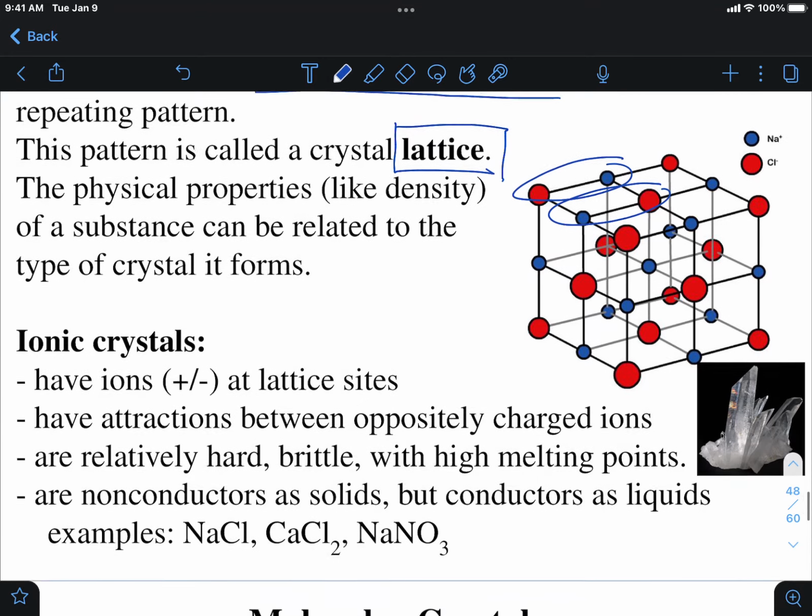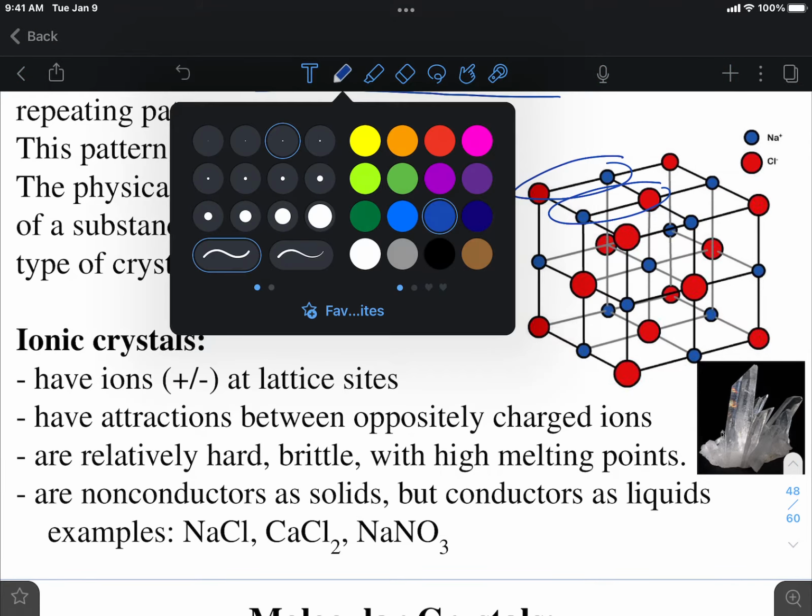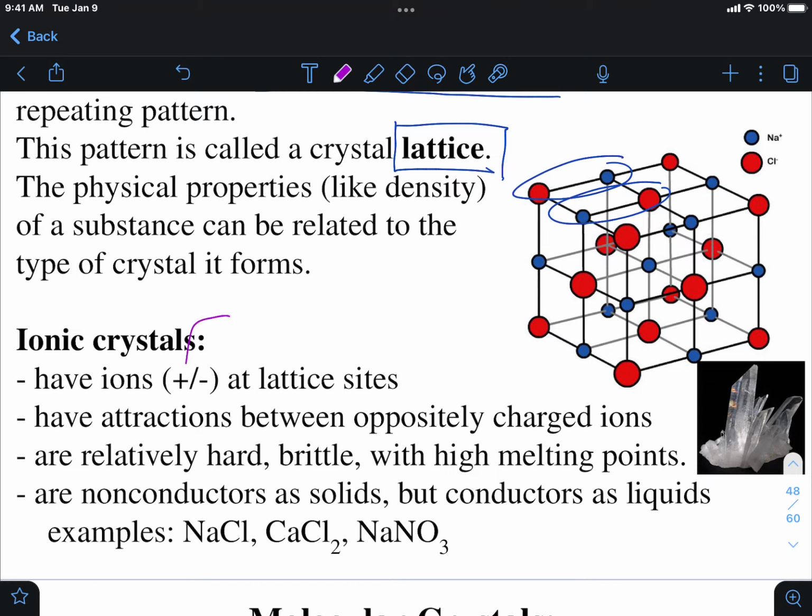So in an ionic crystal, we know that ionic compounds are made up of positive and negative ions. Remember the terms for these? What do you call a positive ion? Right, a cation. And the negative ions are called anions. Right? Each one of these is called a lattice site, a place where an ion is found. The ionic crystal has attractions between oppositely charged ions, and that should make sense because positive and negative attract, right?